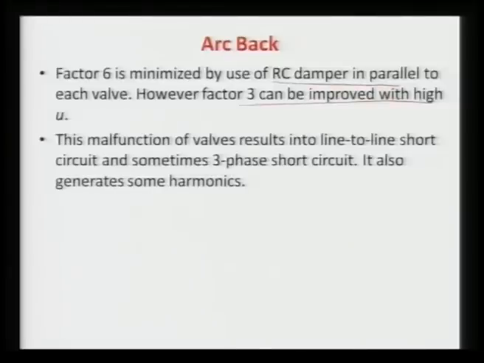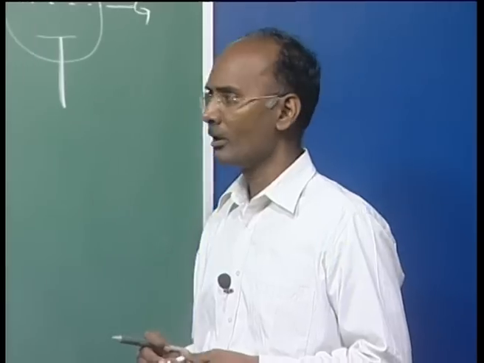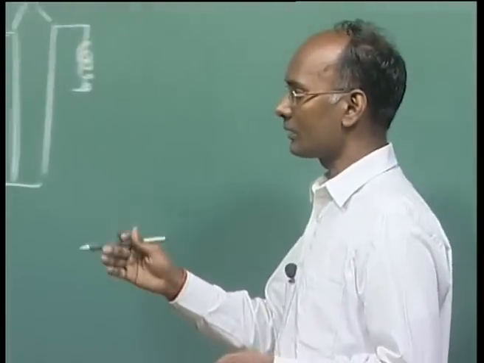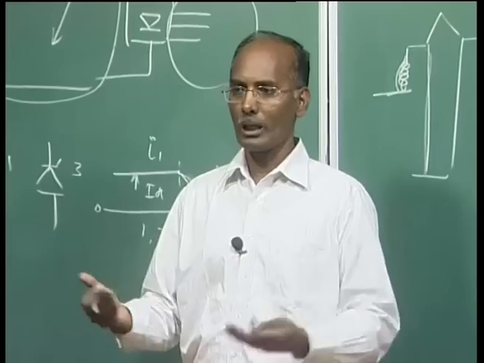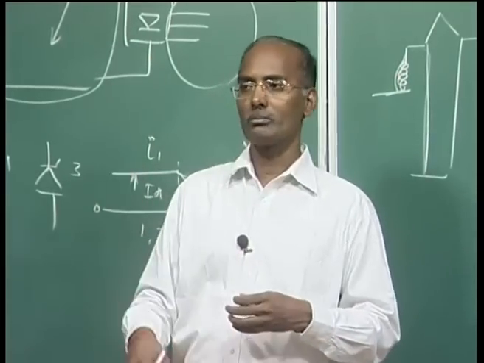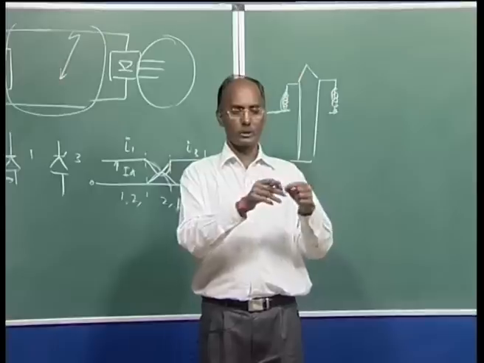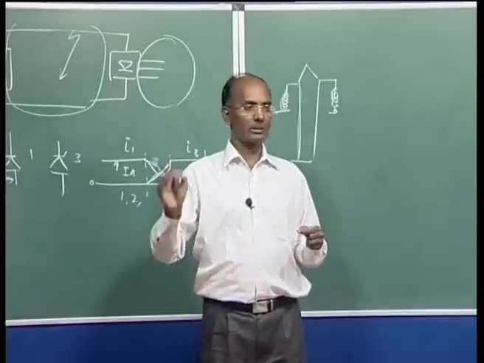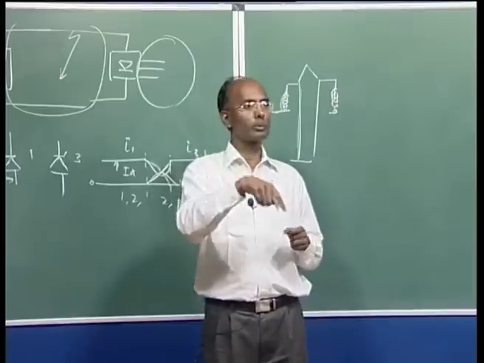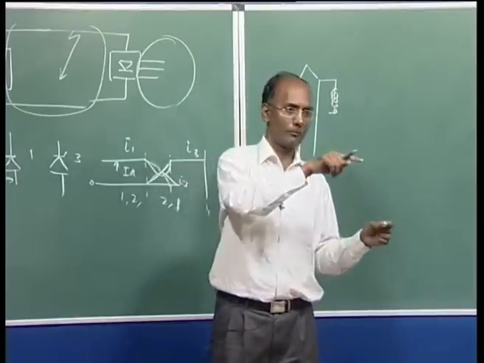So, this malfunction of the valve results in a line to line short circuit, and sometimes a 3-phase short circuit, and it introduces a lot of harmonics into the system. No doubt why it is happening, because it was in the blocking mode and then it is conducting. So, what happens? It may give a short circuit, because let us suppose 6 and 1 are conducting, and suddenly 3 is conducting. So, 3 and 6 in the same limb. So, there is a DC short circuit, line to line fault.